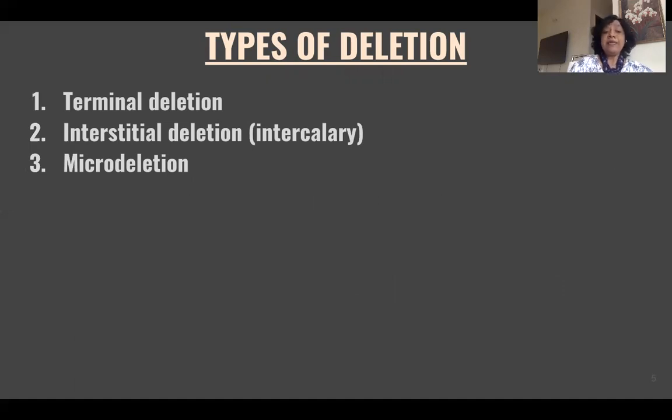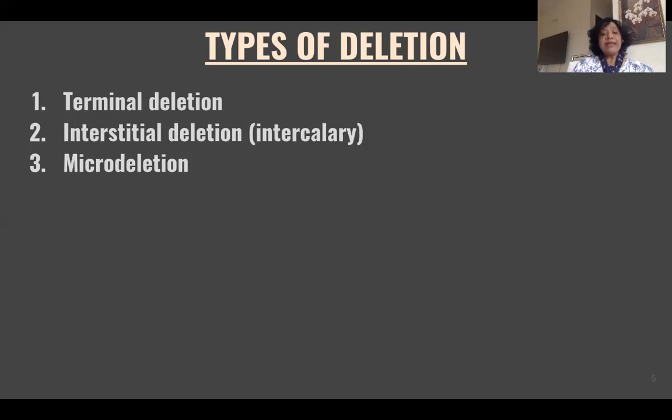The second type is interstitial deletion. Interstitial means in middle. So, it is somewhere in the middle or somewhere in between. It is also called as intercalary deletion. Again, made up of 2 words, interstitial and deletion. You know what is deletion, and interstitial is the position.